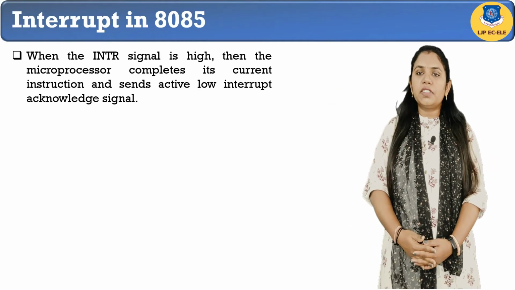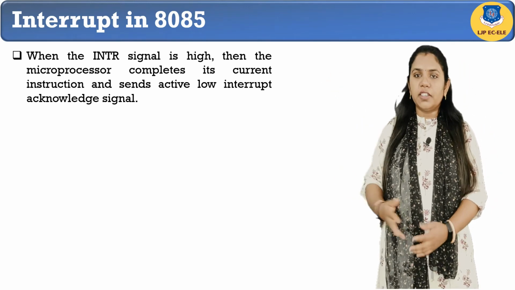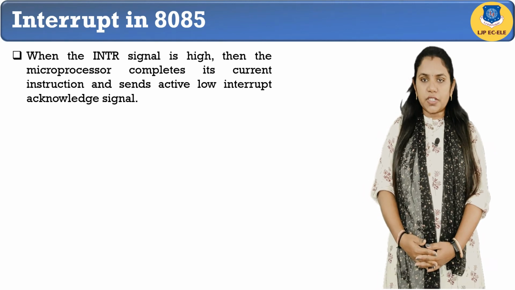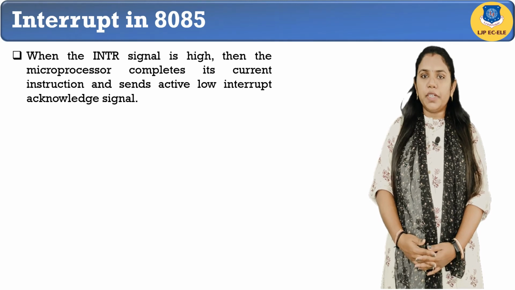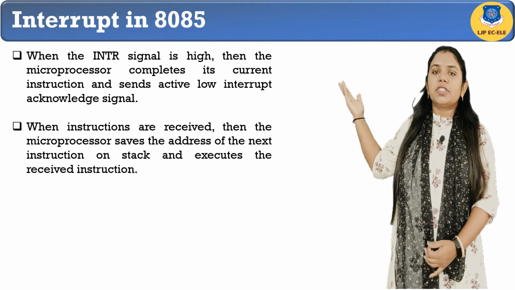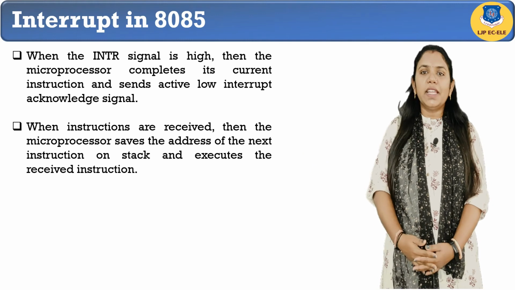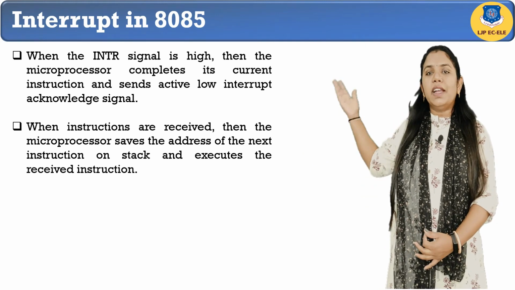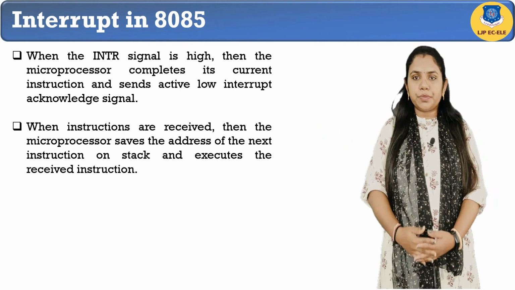When the INTR signal goes high, the following events can occur. First, the microprocessor checks the status of the INTR signal during the execution of each instruction. When the INTR signal is high, then the microprocessor completes its current instruction and sends an active low interrupt acknowledge signal. When instructions are received, then the microprocessor saves the address of the next instruction on the stack and executes the received instruction. This is all about the interrupts in 8085.